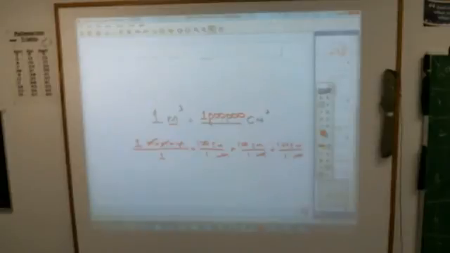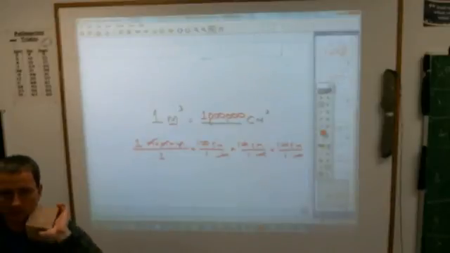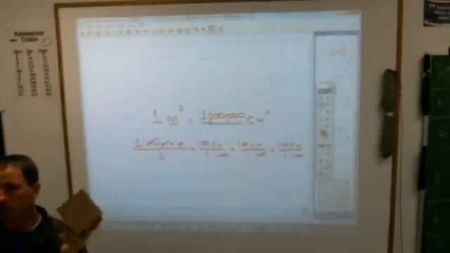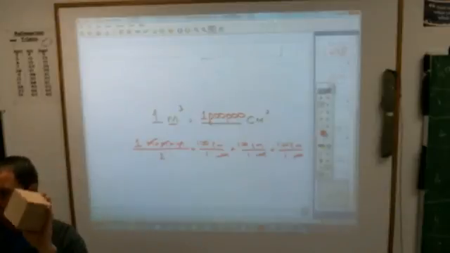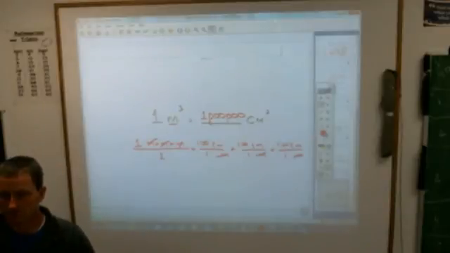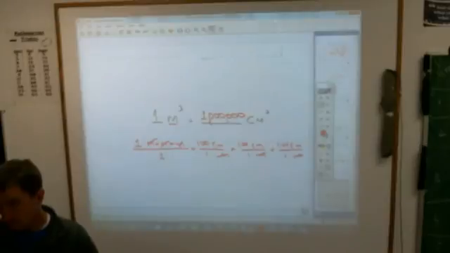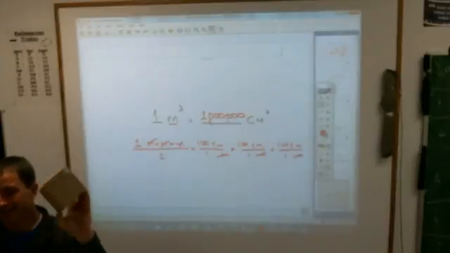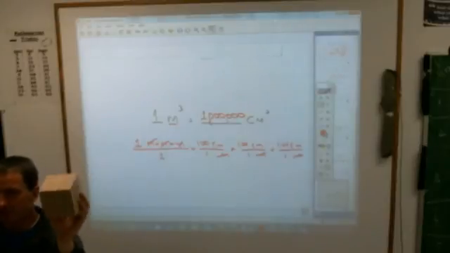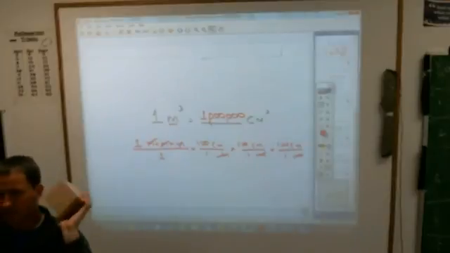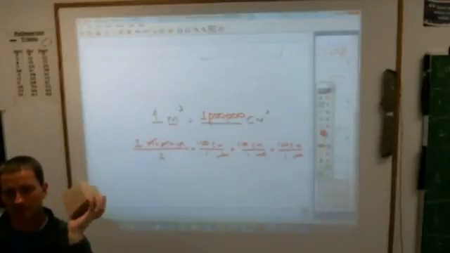Another case in point is this. Anybody know what this block is? A cubic what? You probably don't, because we don't use this measurement in the metric system very often. This is a cubic decimeter. We don't use that deci very often, but how many centimeters make up a decimeter?